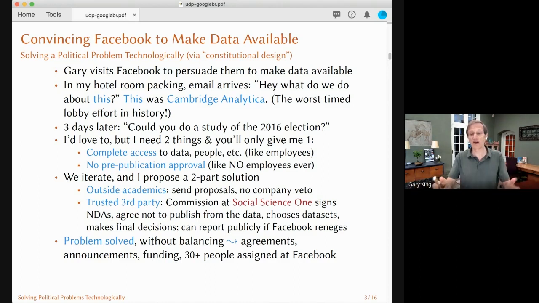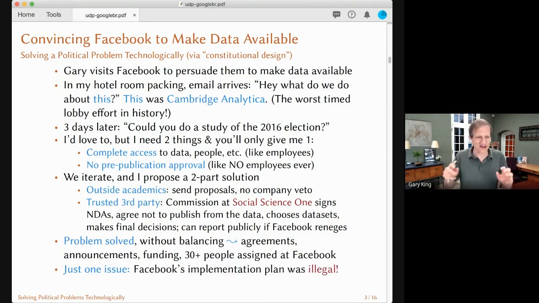Mark Zuckerberg testified before Congress and discussed this. There was funding from outside foundations. 30+ people signed at Facebook, and now actually quite a lot more. There was just one issue, which is the particular scheme that Facebook had to implement all of this was, well, it was illegal, and so that wouldn't work.